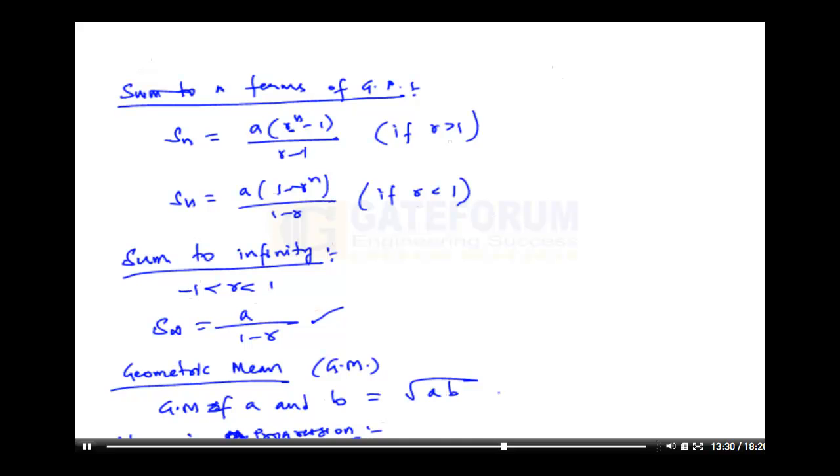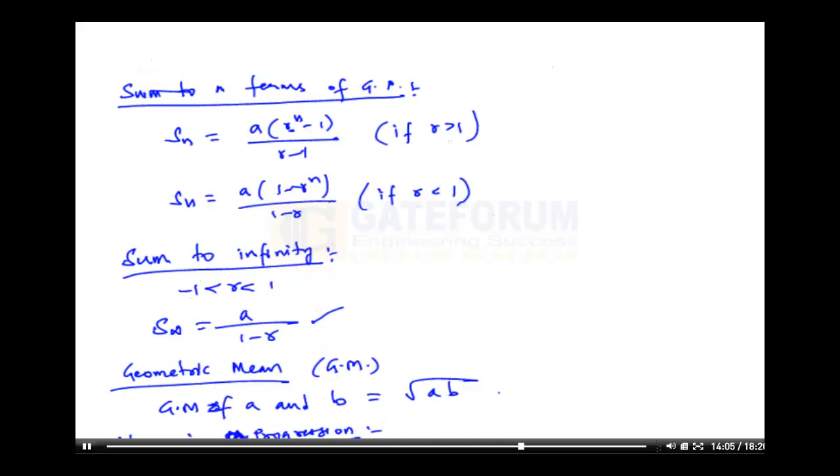Clearly the nth term of AP is a plus (n minus 1) into d. The nth term of a harmonic progression will be 1 by (a plus (n minus 1) into d). Sum to n terms is not mentioned. We cannot actually find the sum to n terms because these numbers will not follow any particular pattern for getting a sum. Therefore, the sum to n terms is not there.